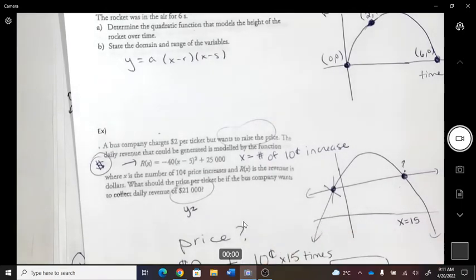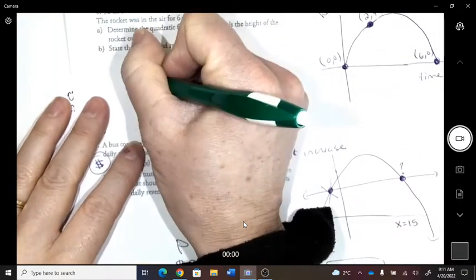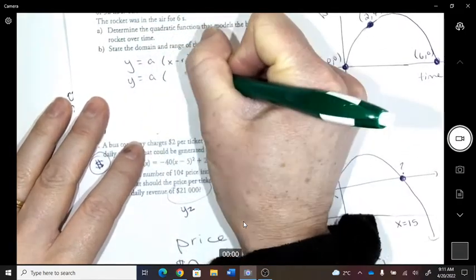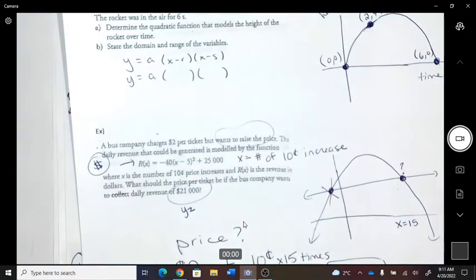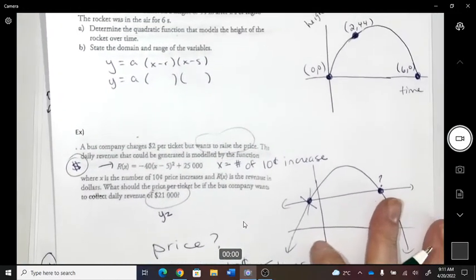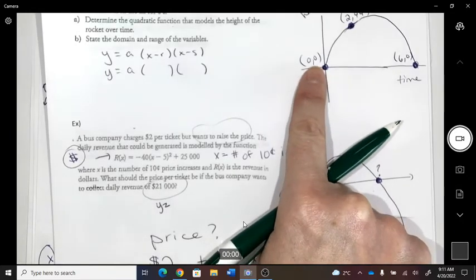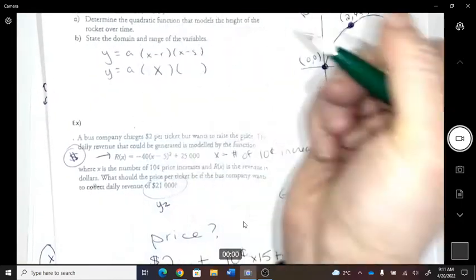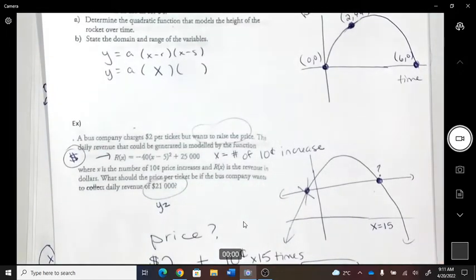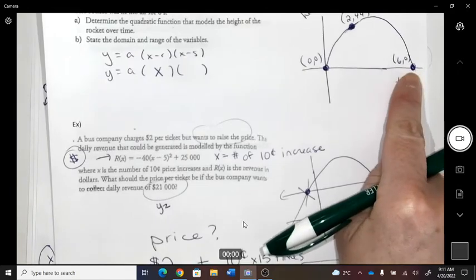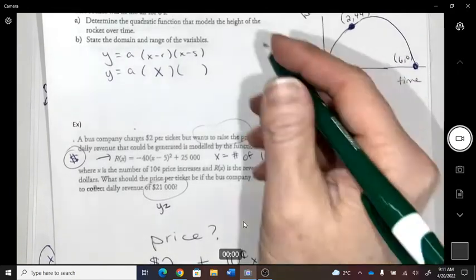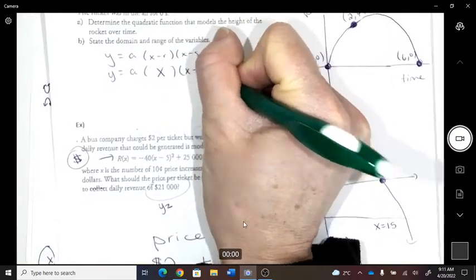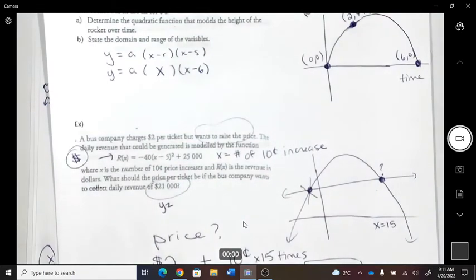Okay, so first of all, let's just think about what our factors are. So if you were to have an x-intercept of 0, your bracket would just be x, or x minus 0, but we don't need to write it. And if you had an x-intercept of 6, then your bracket would be x minus 6.